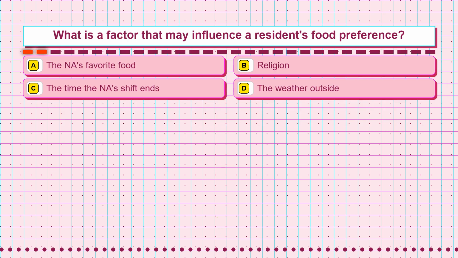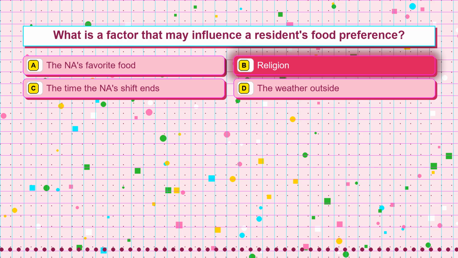Question 65. What is a factor that may influence a resident's food preference? Option A, the NA's favorite food. Option B, religion. Option C, the time the NA's shift ends. Option D, the weather outside.